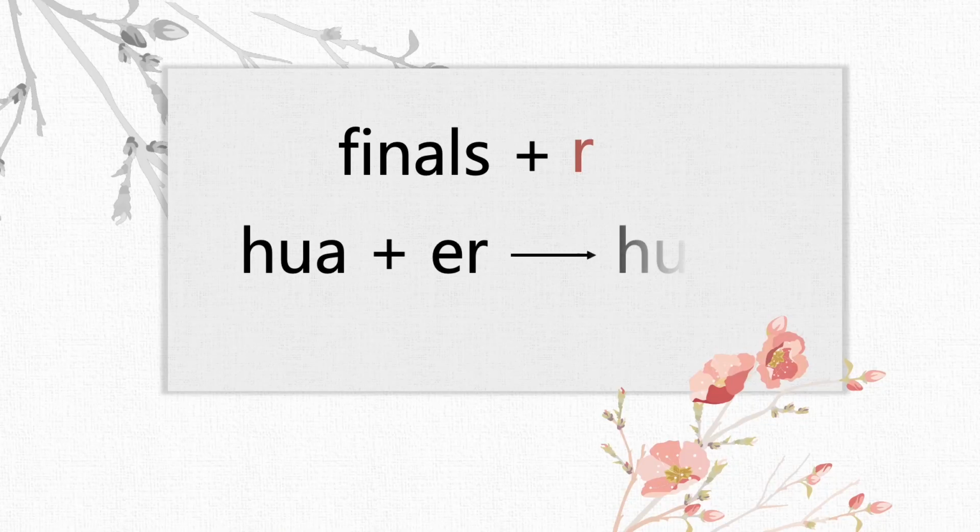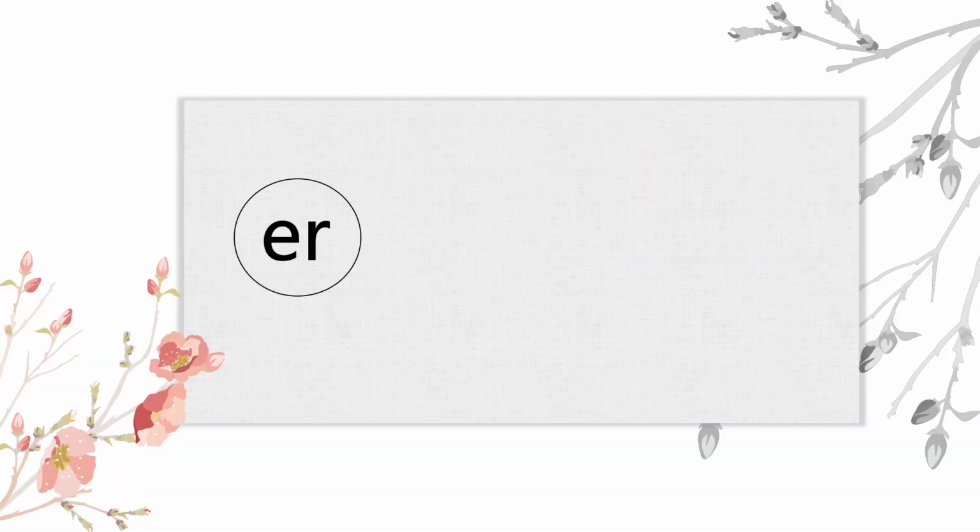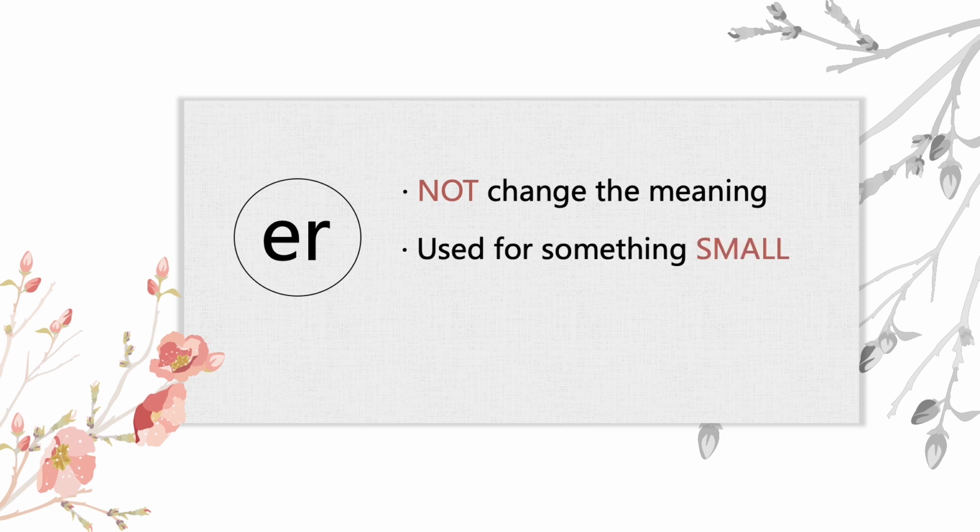You know, before a final, we read R as an initial. So like "r". Yes, but after a final, it's an ending, so it's read as "er", as in 花儿. 花. Usually, it doesn't change the meaning if you add "er". It's often used for something small and gives the listener the feeling that you like it.